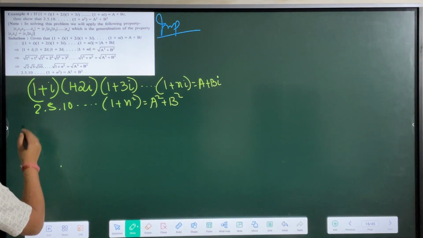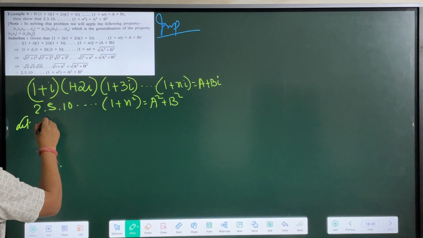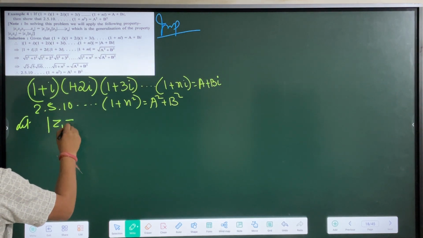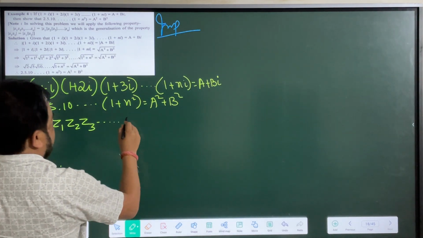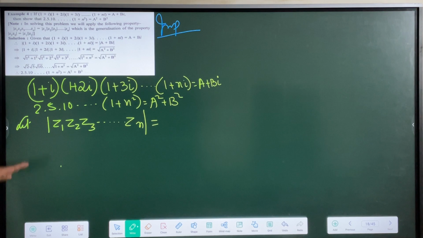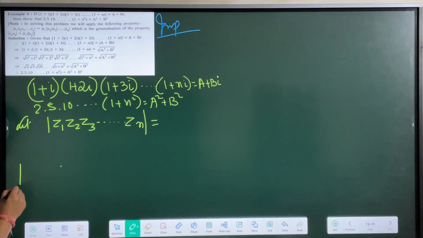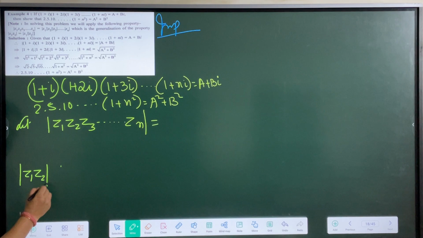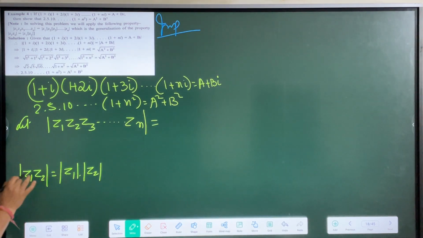Now, I will show you. Let Z1, Z2, Z3, ..., Zn. The modulus of Z1 into Z2 into Z3 ... into Zn is equal to how much? The modulus of Z1 Z2 is equal to modulus of Z1 into modulus of Z2. This one is a property.